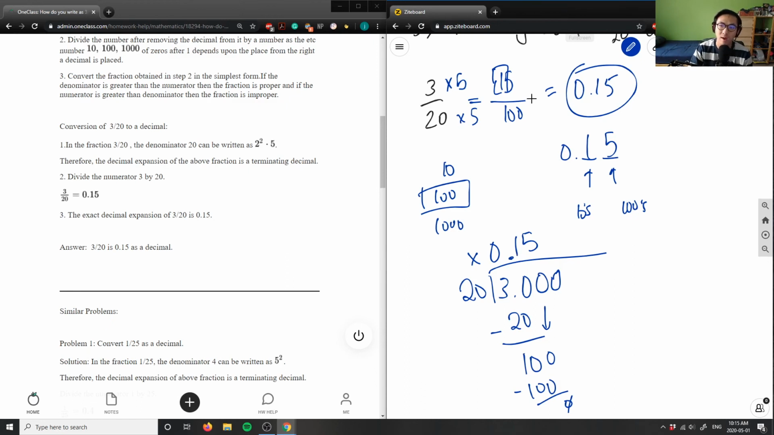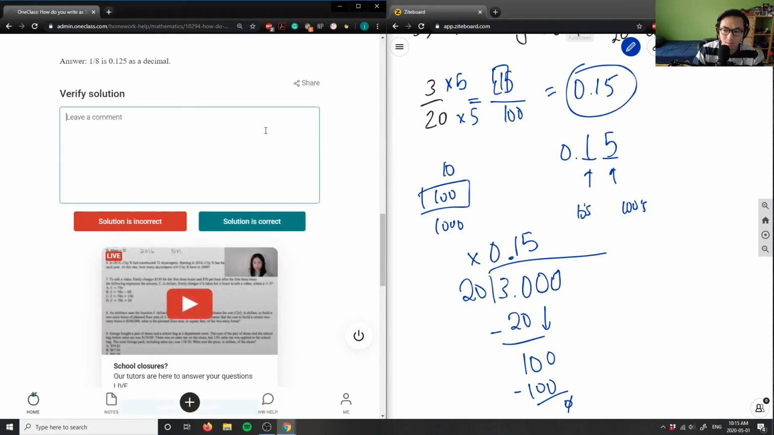So we get 0.15, which is the exact same thing as what we got using the equivalent fractions. So this solution here is correct. It's a great analysis as well.